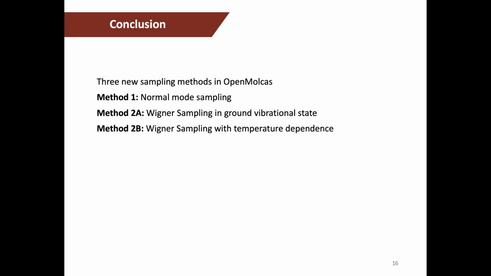So in conclusion, there were 3 new sampling methods which were put into OpenMolcas, and this is normal mode sampling and also Wigner sampling based on both the vibrational ground state and a Wigner sampling distribution with temperature dependence. And these can be found in the tools, dynamics tools directory. So if you want to run it, you just go look in there for the actual Python script. And each of these methods requires a Hessian calculation. So you have to do that with OpenMolcas because it reads the .molden file.